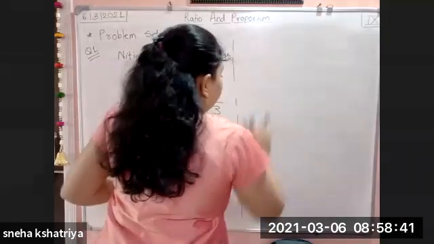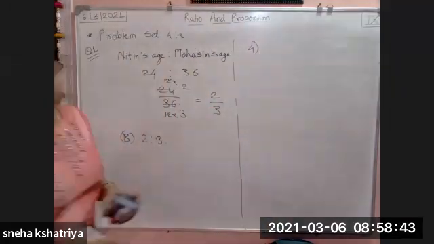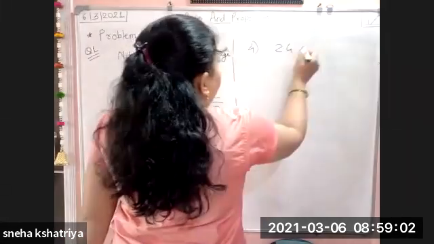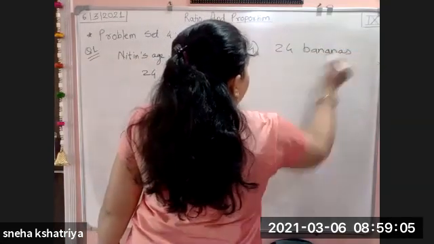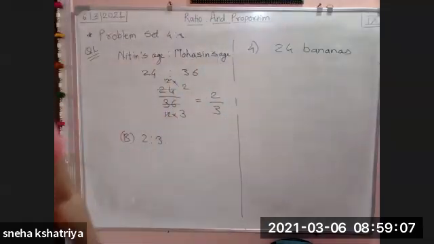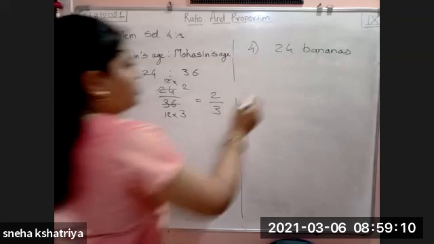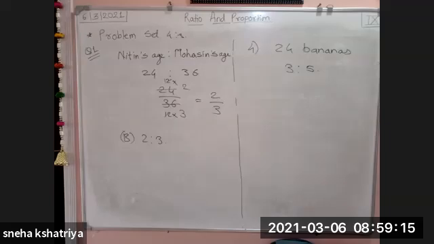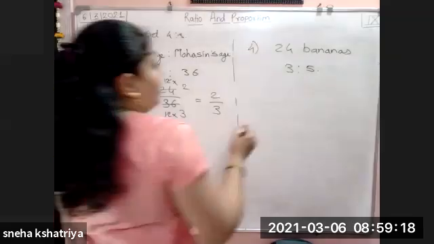Now we will see the fourth example, on your page number 78. 24 bananas were distributed between Shubham and Anil in the ratio 3 is to 5. Then how many bananas did Shubham get?